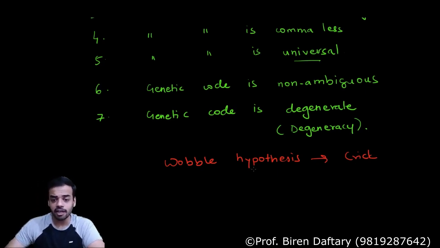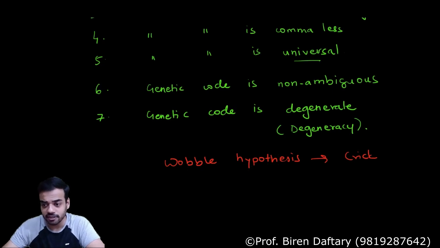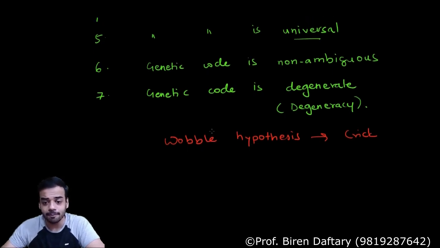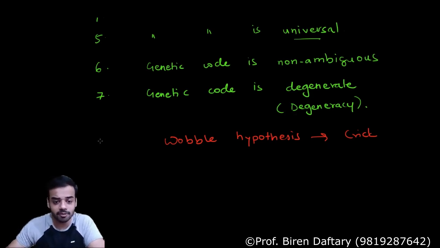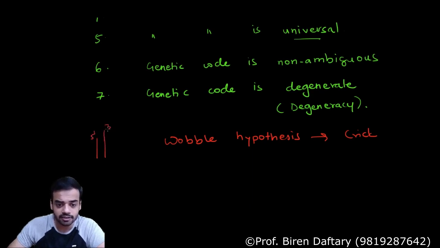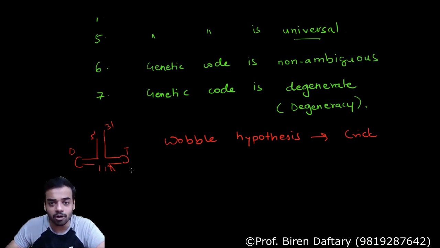So what does the wobble hypothesis say? Now pay attention, I will explain this hypothesis. This hypothesis is the reason why we say that one amino acid can be coded by more than one codon. I hope everybody remembers the structure of tRNA. There is a 5' end over here, there is a 3' end over here. These are the loops. This is the D loop, which is DHU. This is the T loop, which is the T-psi-C loop, and here there is the anticodon and here is the variable arm.